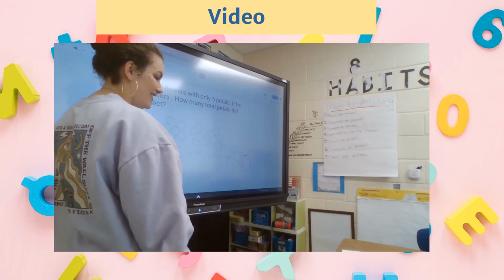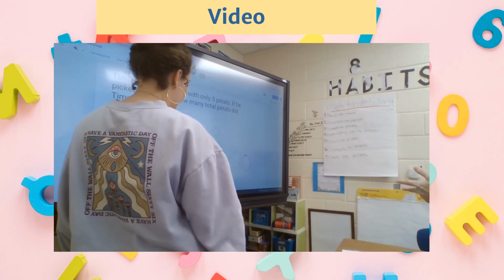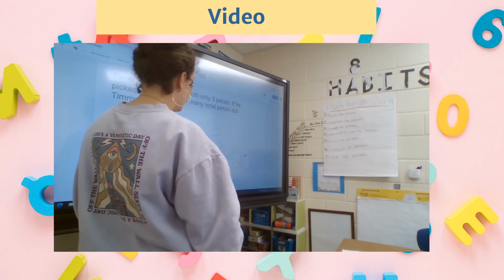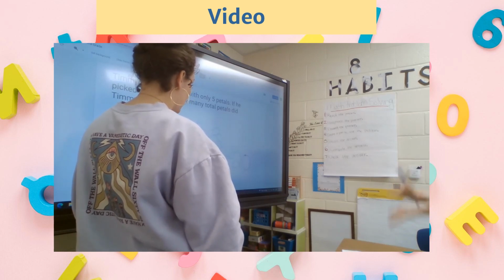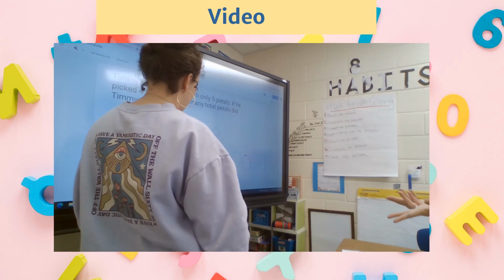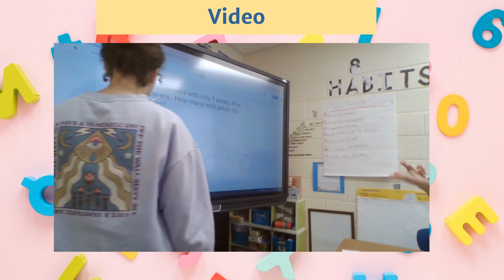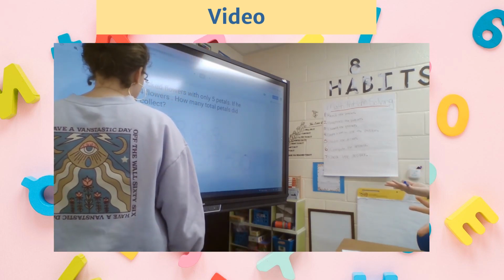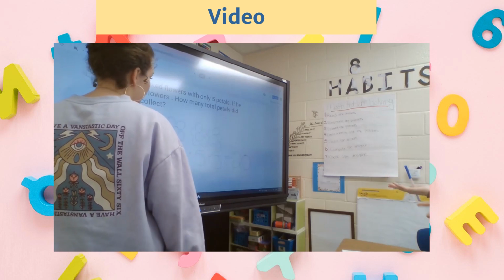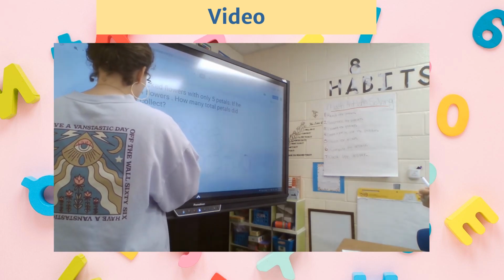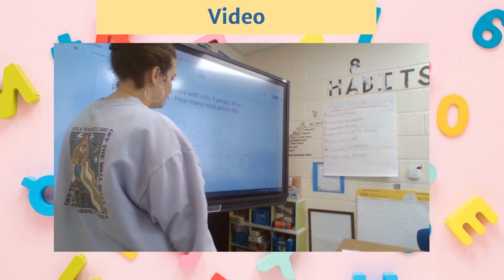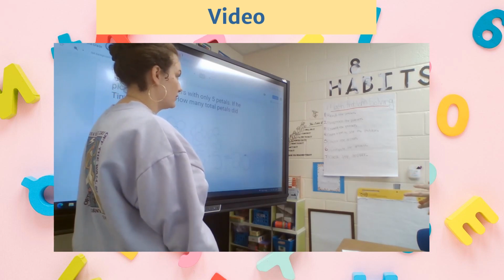Very good. So now you check your answer. If you have 20 petals and 4 flowers, how many petals will each flower have? Each flower should have 5 petals. That's right. Very good. So this is the strategy of solving word problems.